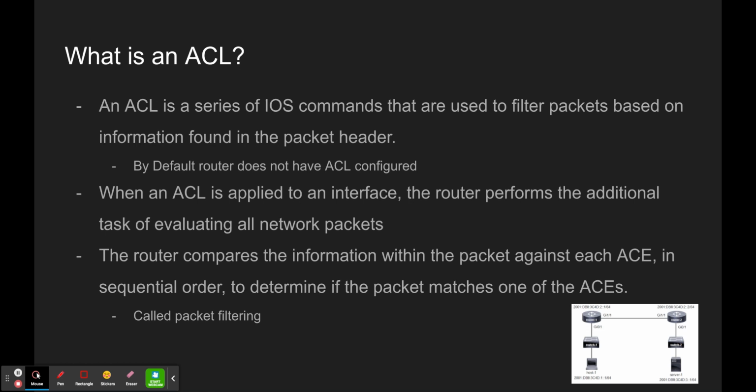An access control list, or an ACL, is a series of IOS commands that are used to filter packets based on information found in the packet header. By default, a router does not have an ACL configured. However, when an ACL is applied to an interface, the router performs the additional task of evaluating all network packets as they pass through the interface to determine if the packet can be forwarded. This process is called packet filtering.